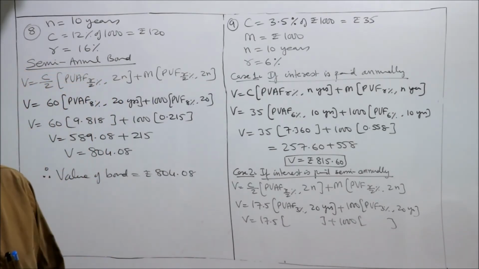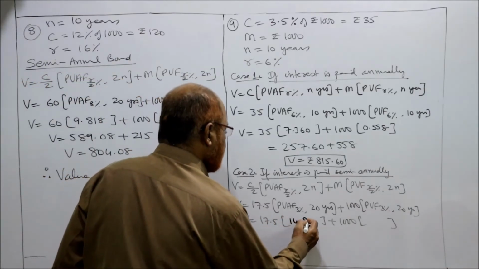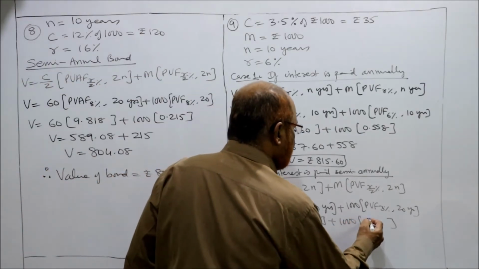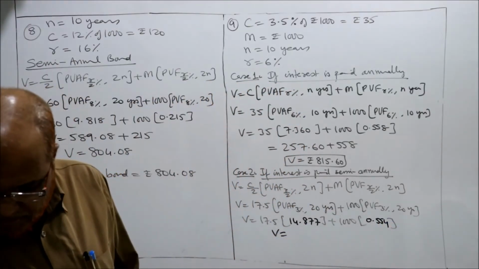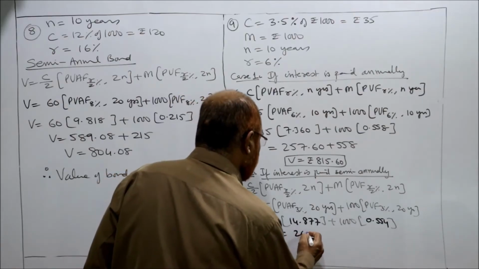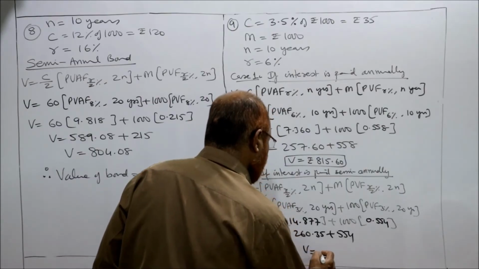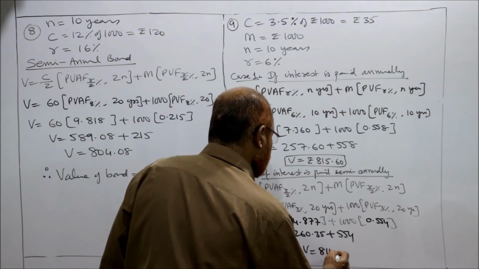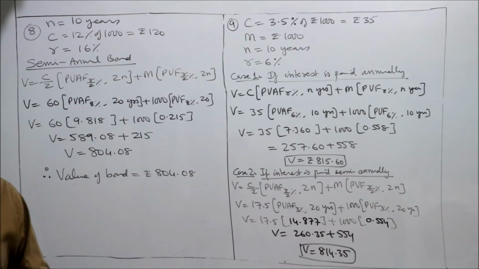Now, 3% for 20 years, it is 14.877, and here it is 0.554. Multiply, you'll get 260.35 plus 554. So V is equal to 814.35. That's all. In only the single problem, we are applying both the formulas, annual and semi-annual.